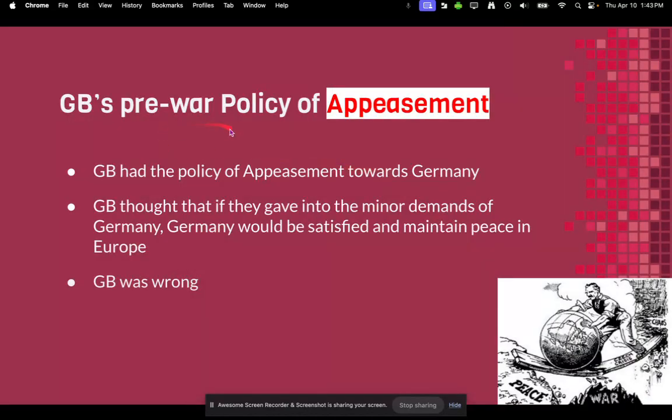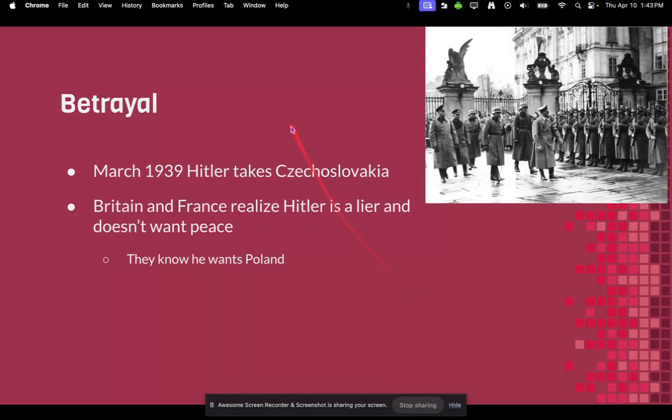So, Great Britain's pre-war policy of appeasement. Great Britain had the policy of appeasement towards Germany. Great Britain thought that if they gave into the minor demands of Germany, Germany would be satisfied and maintain peace in Europe. But Great Britain was extremely wrong.